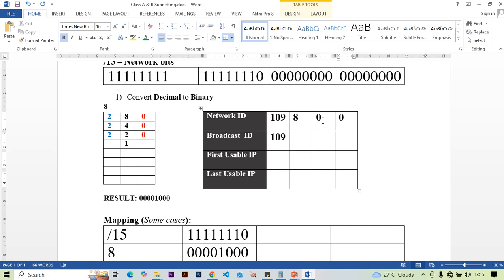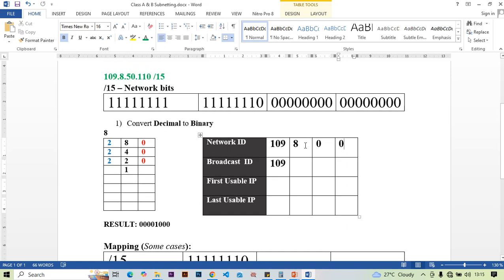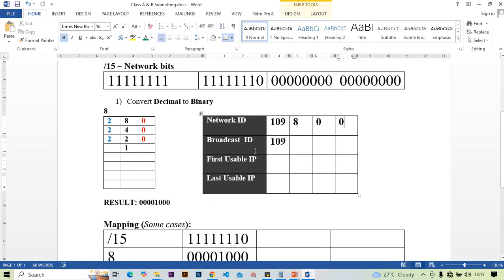So that becomes our network ID. Now, how do we find the broadcast ID? Maybe also to explain how I found these zeros. Having gotten 8 here, you'll also say if all these are turned off, you have 0, and also if all these are turned off, you have 0.